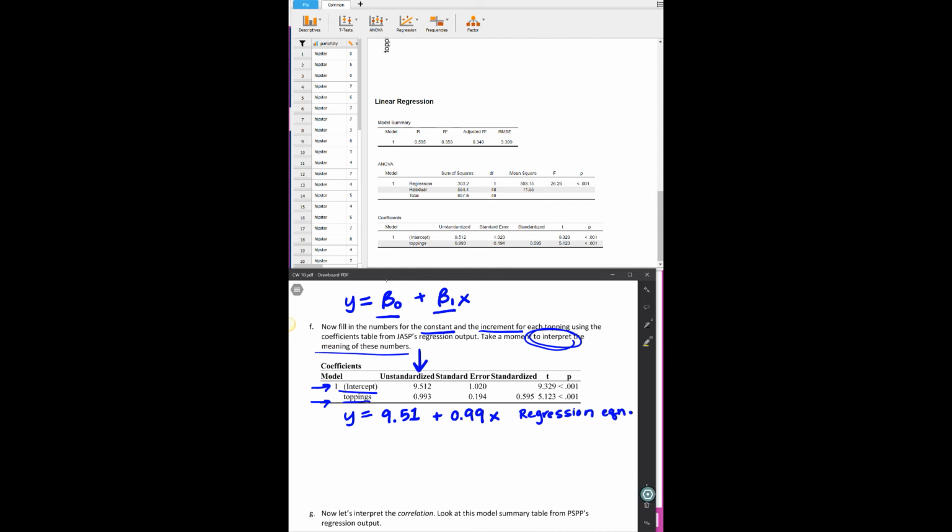Now, it'll probably help by first starting by putting in or labeling our y and our x with the variables that they are from our model. For example, the price of pizza based on this model for this data is equal to 9.51 plus 0.99 for each x or each topping that gets added.